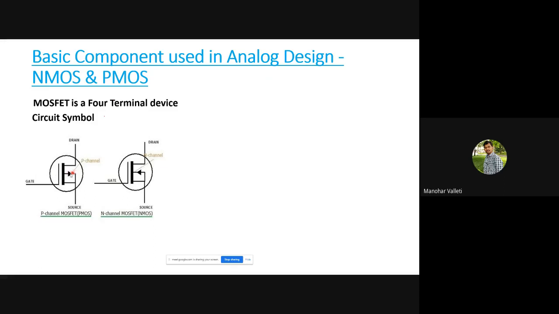So see here, the arrow direction shown at the substrate. This is one way of representing the MOSFET symbol, right? This is PMOS and this is NMOS. And please note, you may ask, sir, you're saying four terminals, but here I'm seeing three terminals.